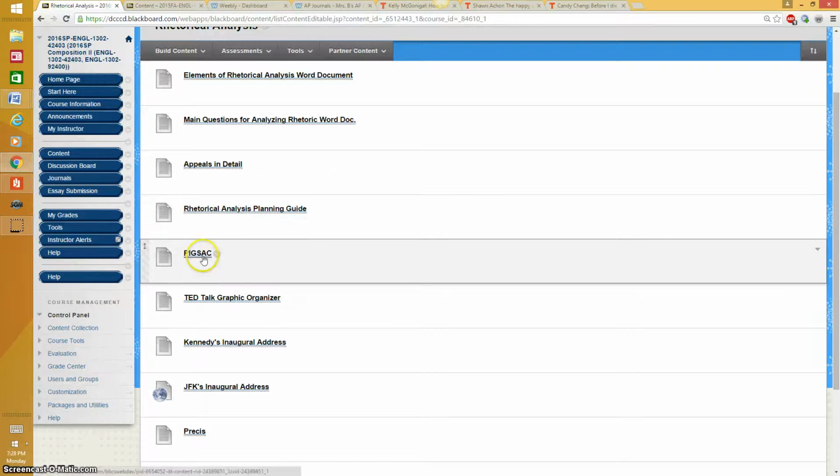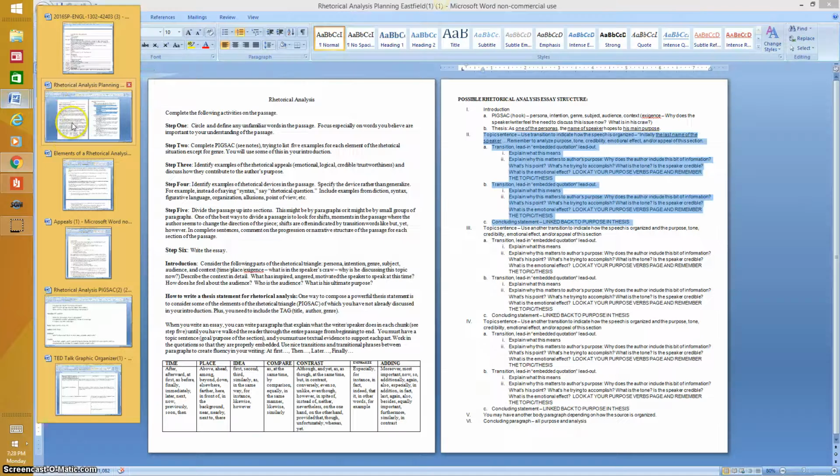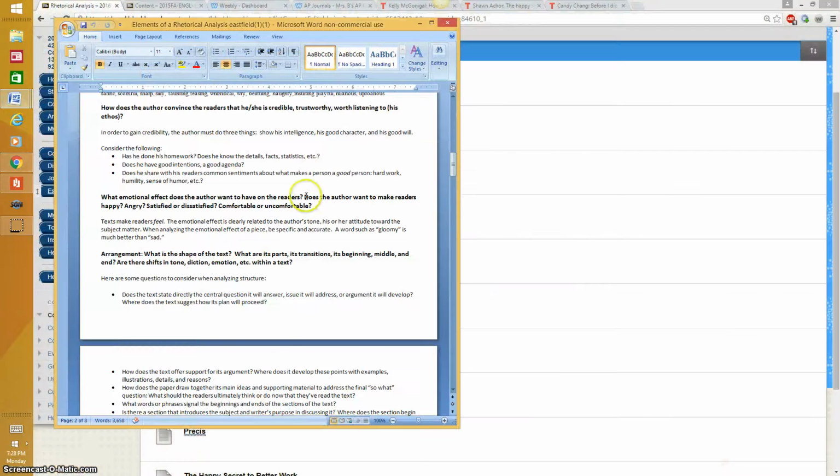PIGSAC is an acronym for the rhetorical situation. And so I would print that up, or pull it up rather. The TED Talk graphic organizer is handy as well. So quickly, let's look at this.